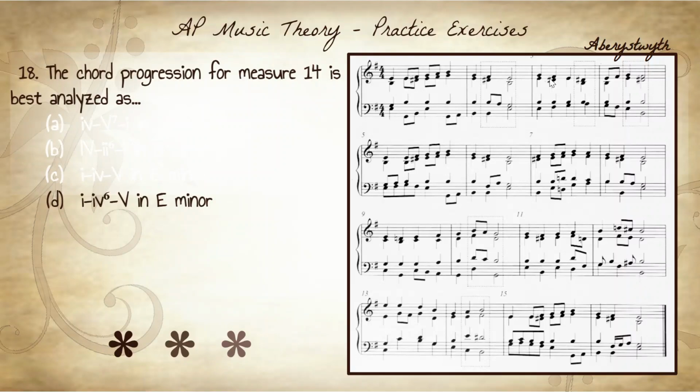Correct answer is D. Measure 14 sees the return of D sharp and also E minor. The correct harmonic analysis is a minor tonic to a minor subdominant in first inversion to a major dominant in E minor.